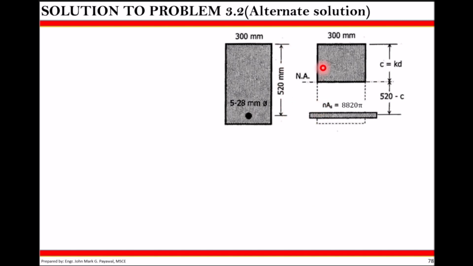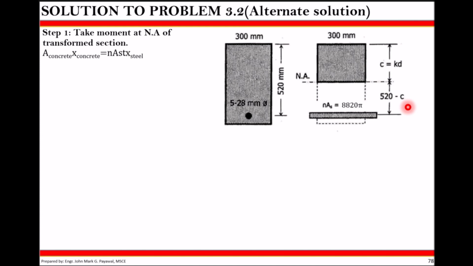In here, because this is a cracked section, your concrete will remain at the top and it will hang your steel at the bottom, converting the area equal to nAs. Now, I simplified this already. Your 5 28 diameter bars multiplied by 9 is equal to 8820 pi. And then label this now as c equal to kd, and this remaining will be 520 minus c. Step 1 could be taking the moment at the neutral axis of the transformed section, because when we do that, we can actually compute for c.